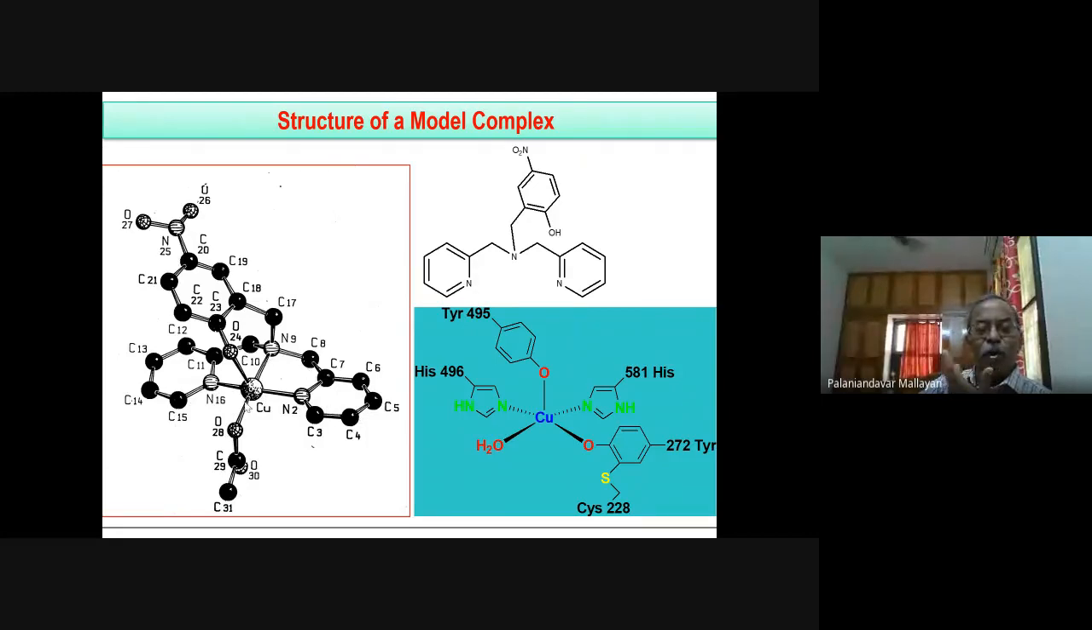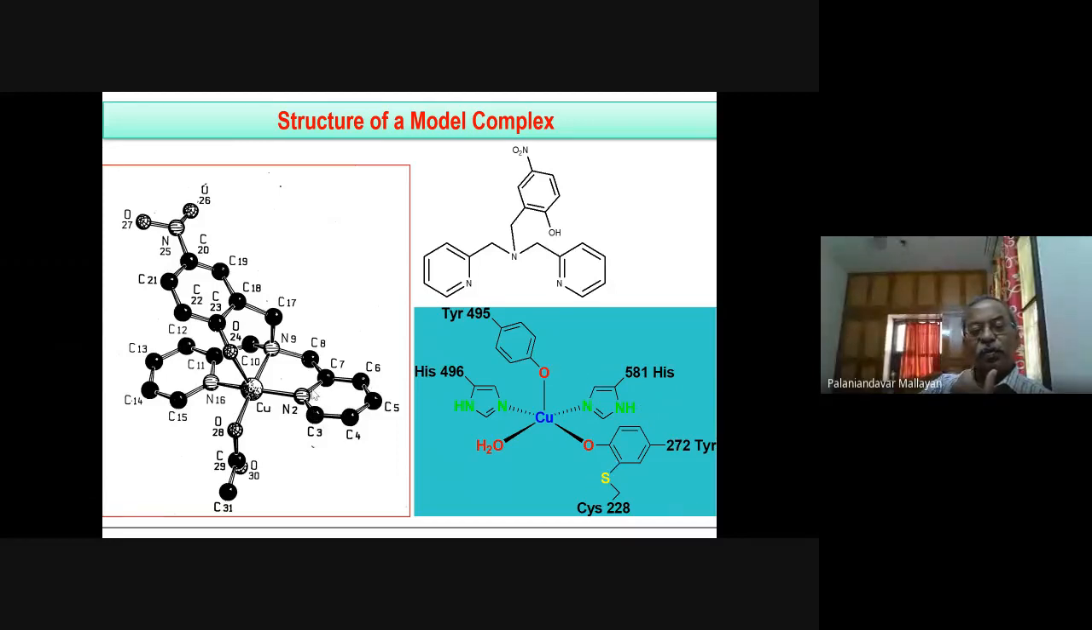What is this one? This is an acetate. So the enzyme also, you can just compare. These are the ligands which we used: two pyridine moieties and then one phenolate here. So this is the active site I told you about, right? This has almost the same type of active geometry, very much resembling this phenolate here.